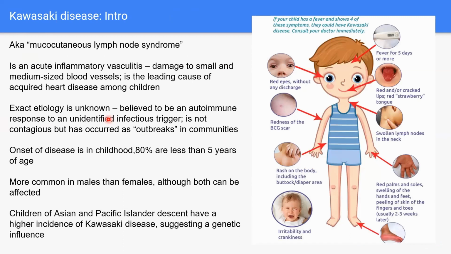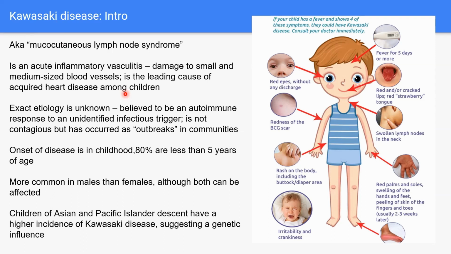Okay, so speaking of Kawasaki disease, it's got this fancy term that's also known as mucocutaneous lymph node syndrome, but also known as just Kawasaki disease. And it's an acute inflammatory vasculitis. So vasculitis, inflammation of the blood vessels. Specifically in Kawasaki, those are the small and medium-sized blood vessels. So the small and medium-sized blood vessels in your body also include the coronary arteries, right? The arteries that are supplying blood to the heart.